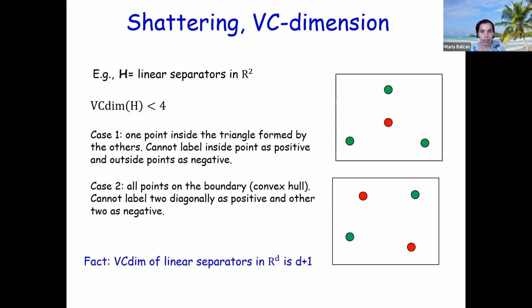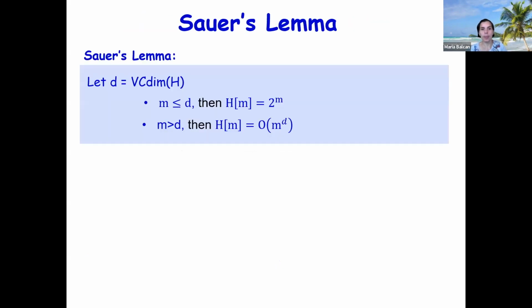And another case is, what if none of the points lies in the triangle formed by the others? It means all of the points are on the convex hull, on the boundary. Well, then again, you can show a labeling that is not achievable. In particular, you cannot label 2 diagonally opposite points as negative and the other 2 diagonally opposite points as positive. So a quick argument like this in 2 dimensions shows that the VC dimension of linear separators is 3. In general, if Ellen has time, she'll prove in the recitation section that the VC dimension of linear separators in R^d is d plus 1. Okay.